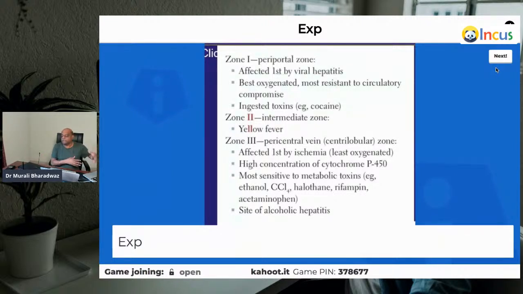Zone 3 is the pericentral vein zone, which is called centrilobular. It is least vascularized, easily affected by ischemia. It has a very high concentration of P450. It is the zone most sensitive to metabolic toxins: ethanol, carbon tetrachloride, halothane, rifampin, acetaminophen, because it has got P450. And it is also the site of alcoholic hepatitis, which you have to emphatically remember.